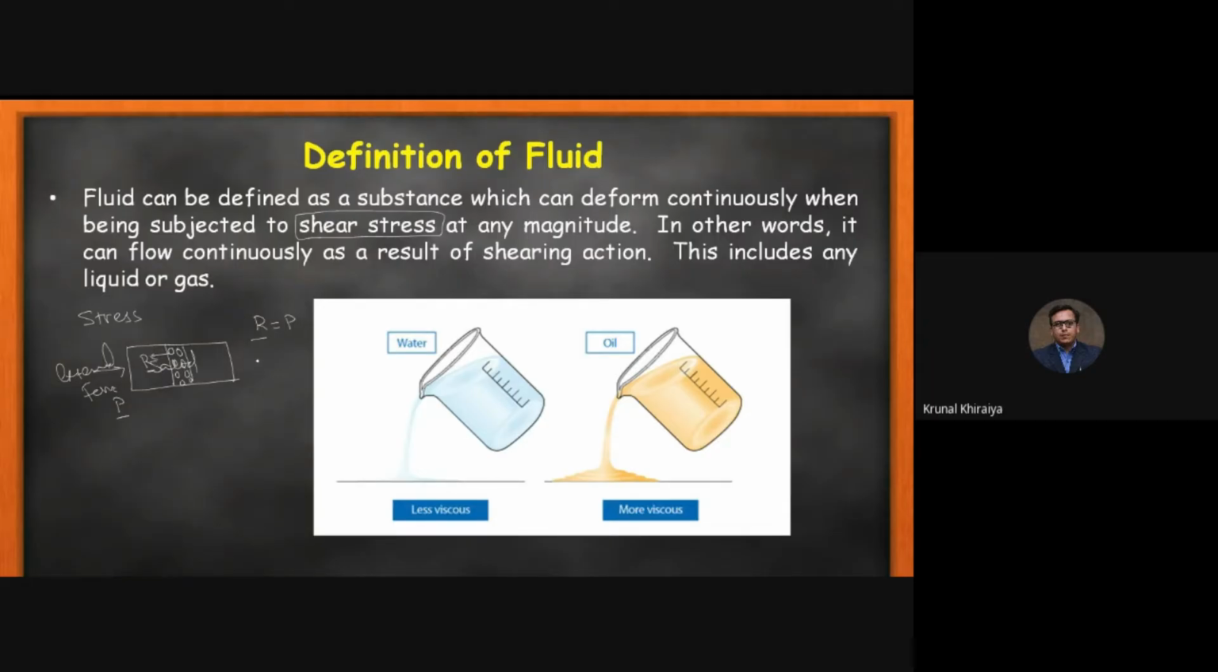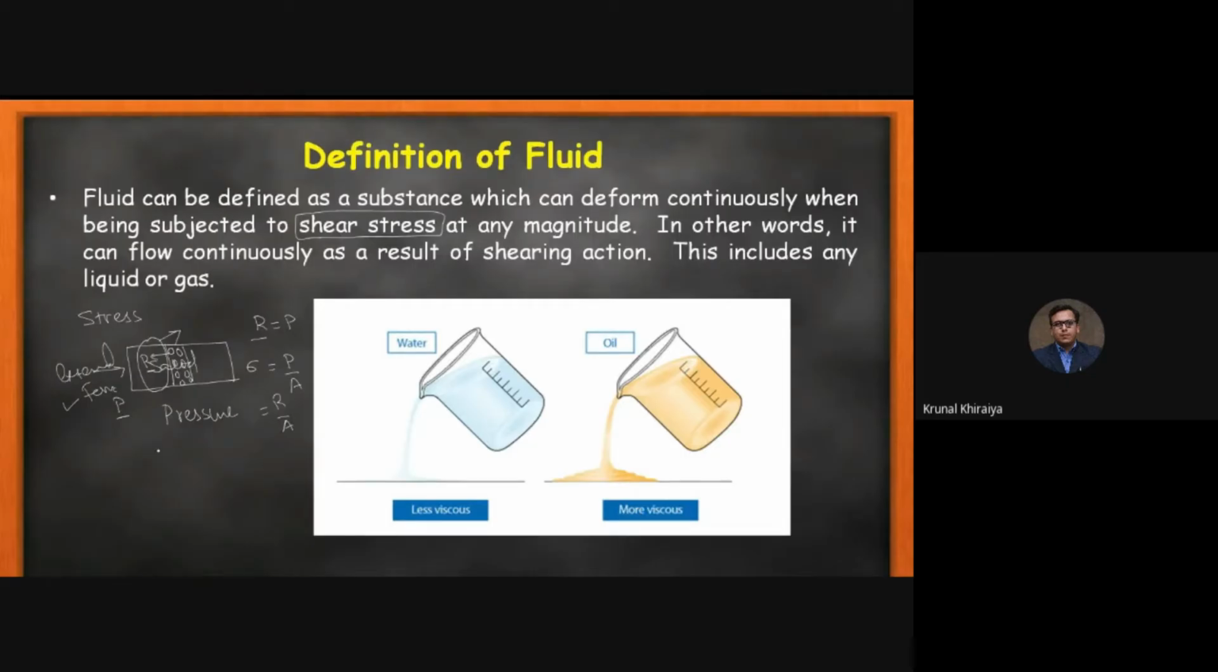So stress is generally denoted by sigma, which equals P by A, or we can write R by A. When you consider the resistance force, it becomes the stress generated by the molecules, and when you consider the external force, it is called pressure.